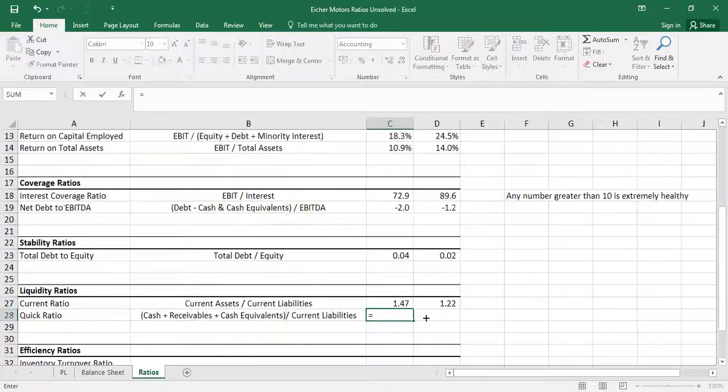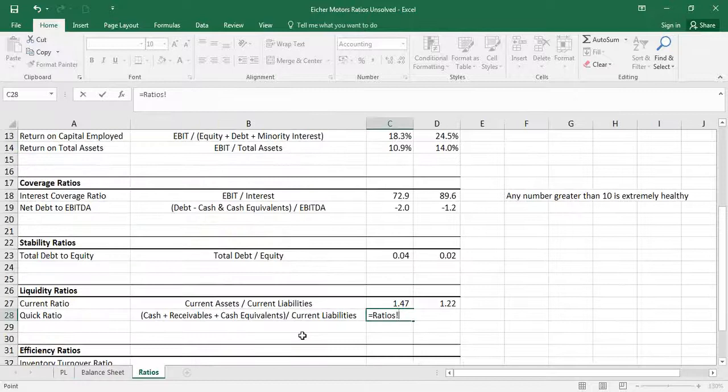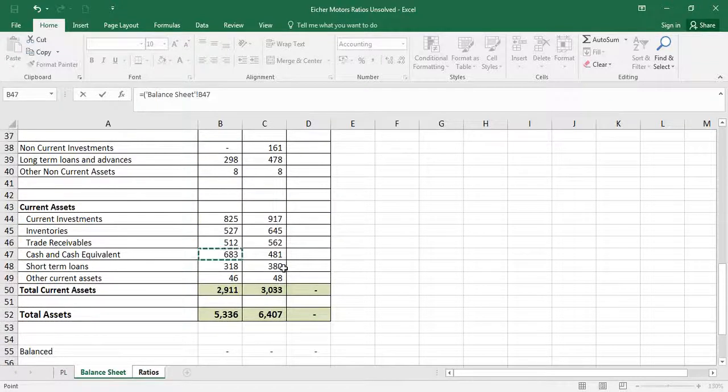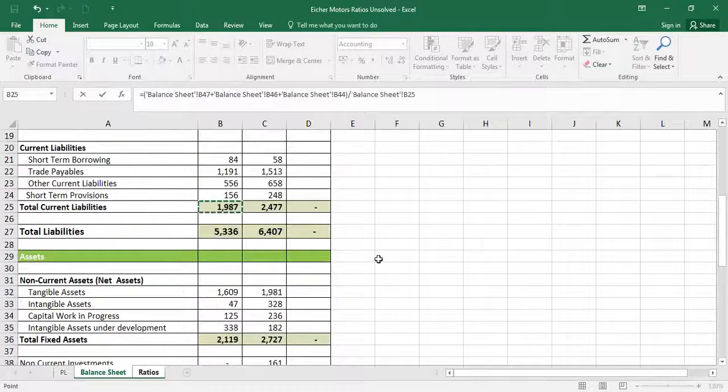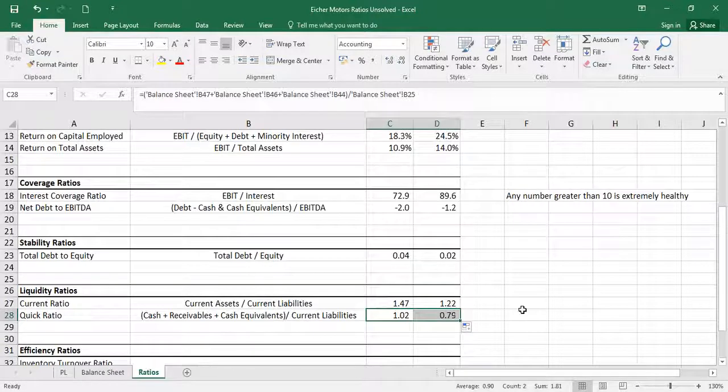And then for quick ratio, let's go to quick ratios, start a bracket, go to balance sheet, click on cash and cash equivalents plus trade receivables plus current investments. Technically, you can take short-term loans as well, but we've left that out in the formula. The only point worth considering is that you probably take all of that in consideration for all the ratios. So whatever formula you use, use the same formula consistently across the spectrum of your calculations.